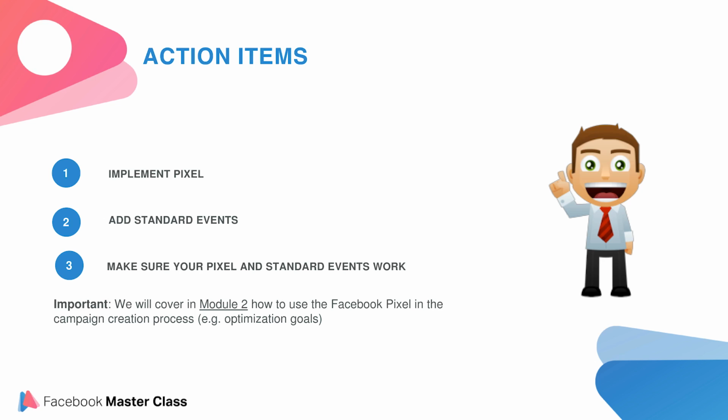Something that's super important here, we'll cover in module 2 how to use the Facebook pixel in the campaign creation process. So we'll cover the different optimization goals, how to optimize for the different events in your funnel. So the purpose of this module is only to get you ready for the campaign creation process, so that you have everything in place, the pixel, standard events, everything works, and then we can focus on the real Facebook marketing, sort of optimizing for different goals in your funnel. That's really the fun stuff. So take action and make sure to take care of these 3 things before you create your first campaign.